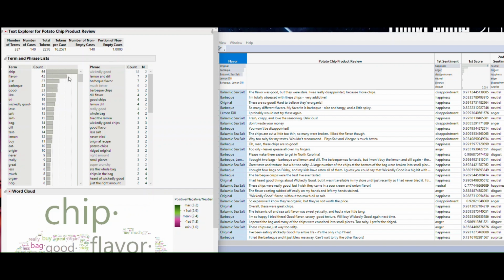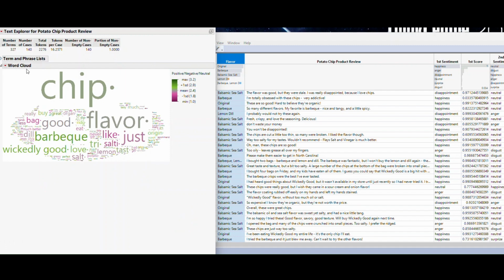Moving on to the terms and phrases list, chip and flavor have the highest count for usage, with other terms below. Let's examine the word cloud. The words are colored by their positive, neutral, and negative scores, red being bad. They are sized by how often they are used. Barbecue and wickedly good are in green and are quite often used. One would expect like to be a positive word, but here we see it in red.